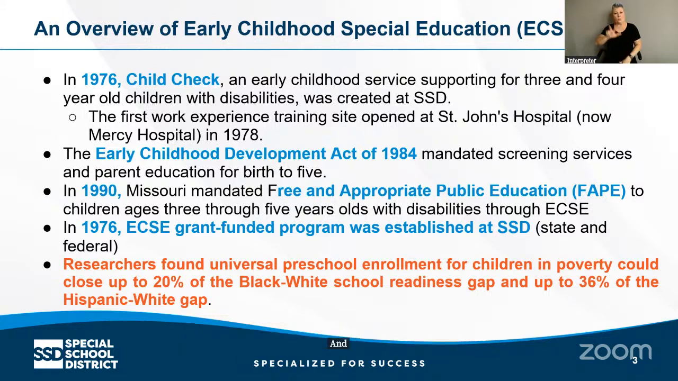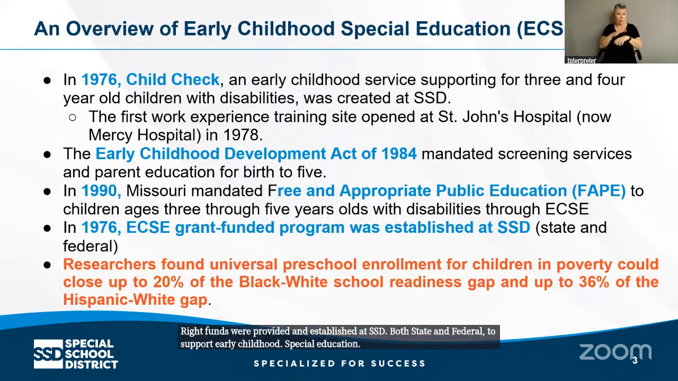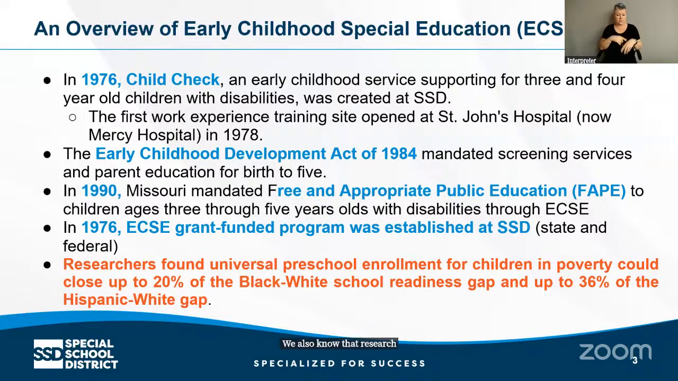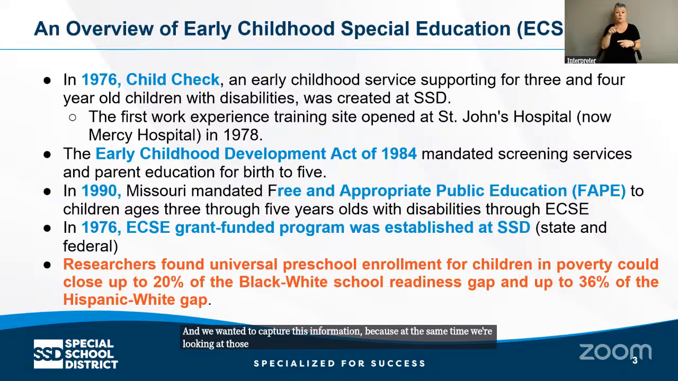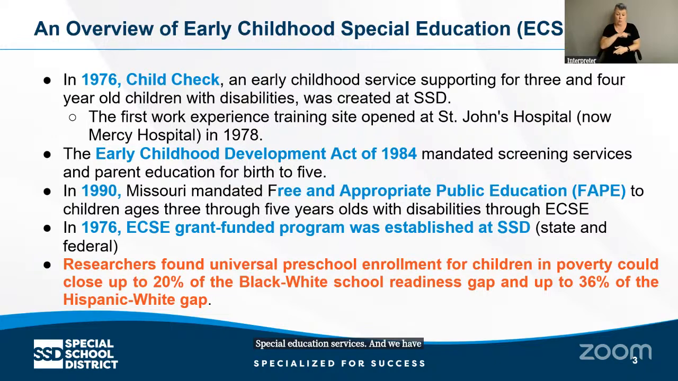And then in 1976, 48 years ago, early childhood special education grant funds were provided and established at SSD, both state and federal, to support early childhood special education services. We also know that researchers have found universal preschool enrollment for children in poverty could close up to 20% of the Black-white school readiness gap and up to 36% of the Hispanic-white gap. And we wanted to capture this information because at the same time we're looking at those gaps, we also have to look at the readiness of students who receive special education services, and we have to ensure that we're captured in this work as well.